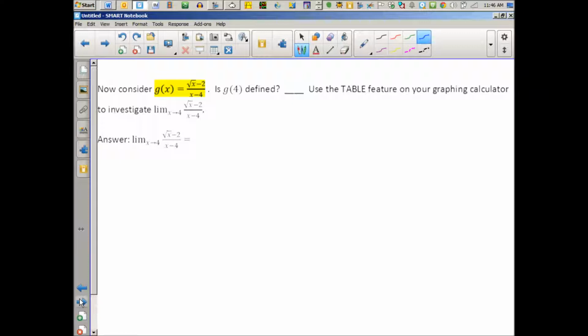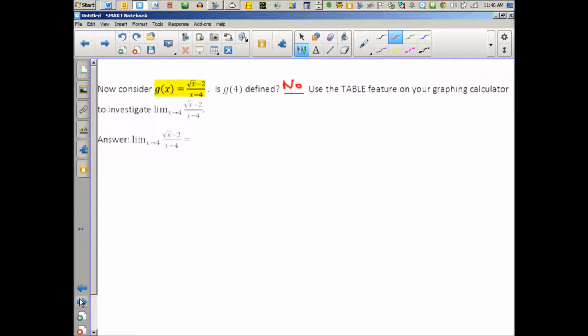Let's talk about this function now. g of x is the square root of x minus 2, all over x minus 4. First thing I wanted to ask was, is g of 4 defined? In other words, can I plug in 4 and expect something meaningful? What do you guys think? No. The same thing happens that happened last time. If you plug in 4, you're going to get 2 minus 2 on top and 4 minus 4 on the bottom. That's 0 over 0, indeterminate nonsense.